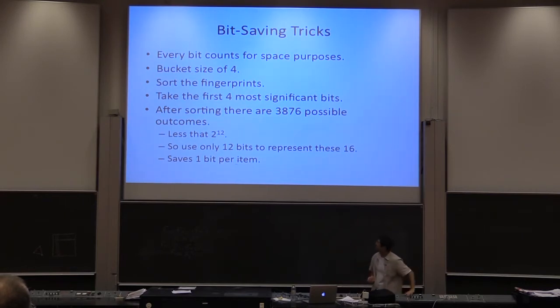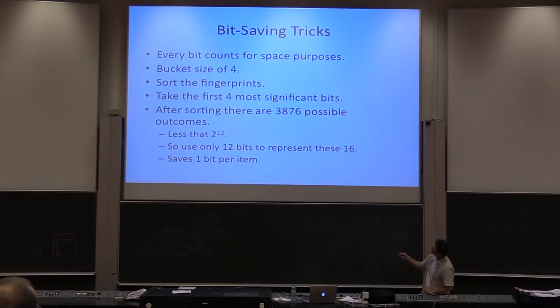So there are some other fun technical things that you can do. When we're trying to minimize the space, every bit counts. When we have buckets of size 4, and we're storing 4 fingerprints in a bucket, we can store them in any order we like. It doesn't matter what order they're stored in the buckets. It just matters that we know what fingerprints are there.